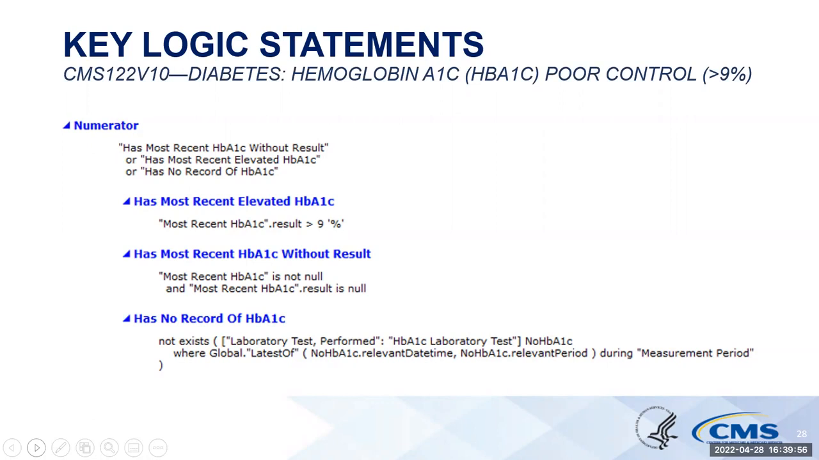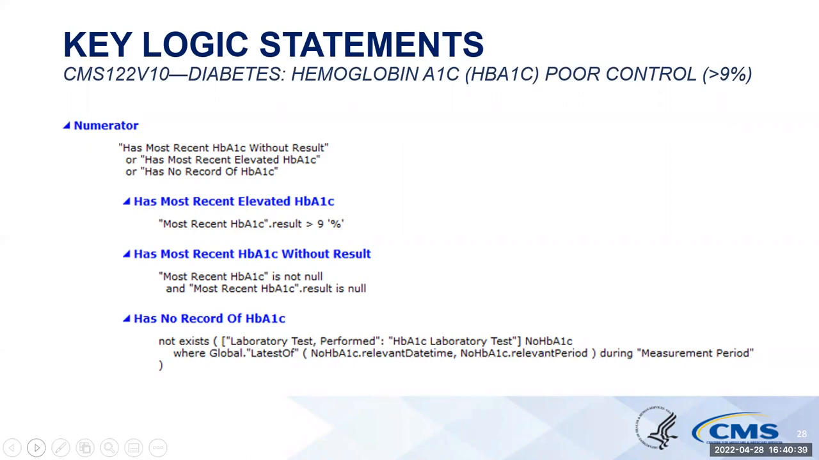We've received various questions related to how hemoglobin A1C results are documented in the EHR, which values should be used, and whether there are minimum and maximum values. To clarify, the measure uses LOINC codes to look at the hemoglobin A1C tests, which do not specify minimum or maximum value. You can find this information in the hemoglobin A1C laboratory test value set. The measure logic looks for the hemoglobin A1C test result greater than 9% in the has most recent elevated hemoglobin A1C greater than 9% definition.